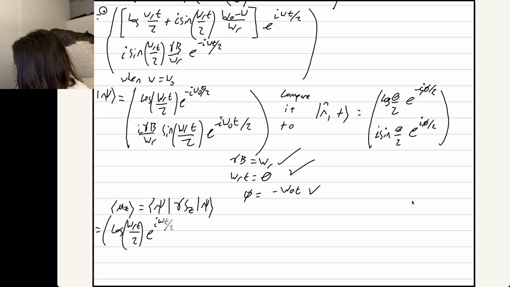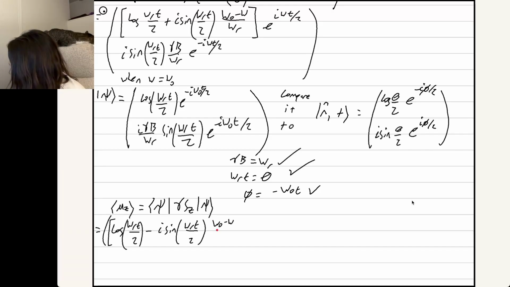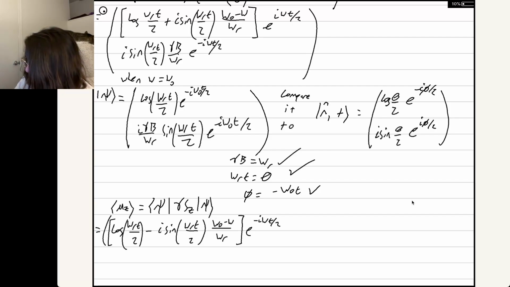And that is actually minus i sine omega_r t over 2 times omega naught over omega_r, all multiplied by e to the minus i omega t over 2. It was supposed to be plus here, so sorry about that.